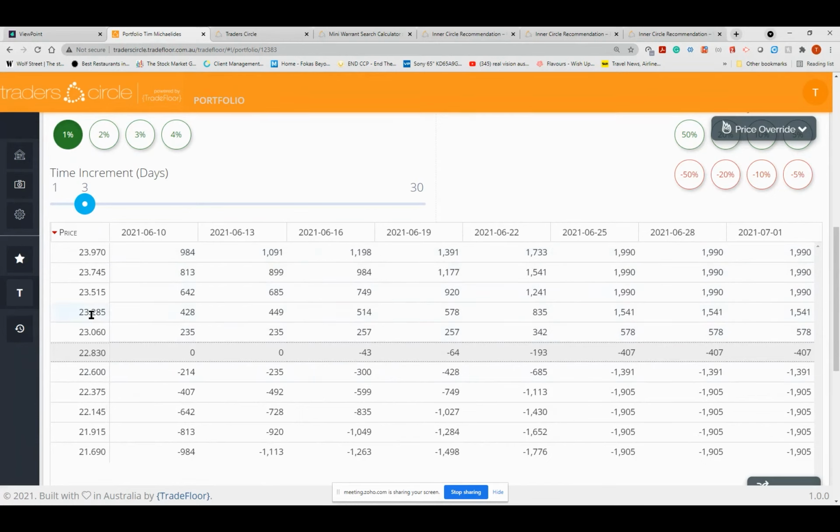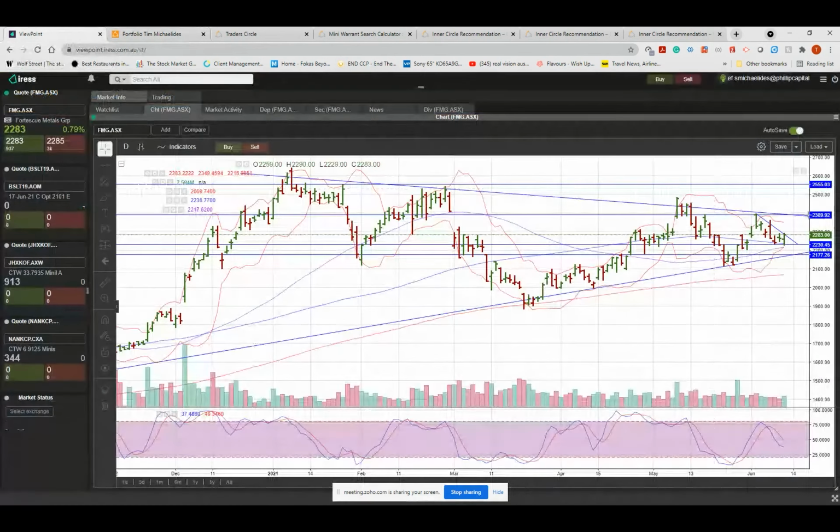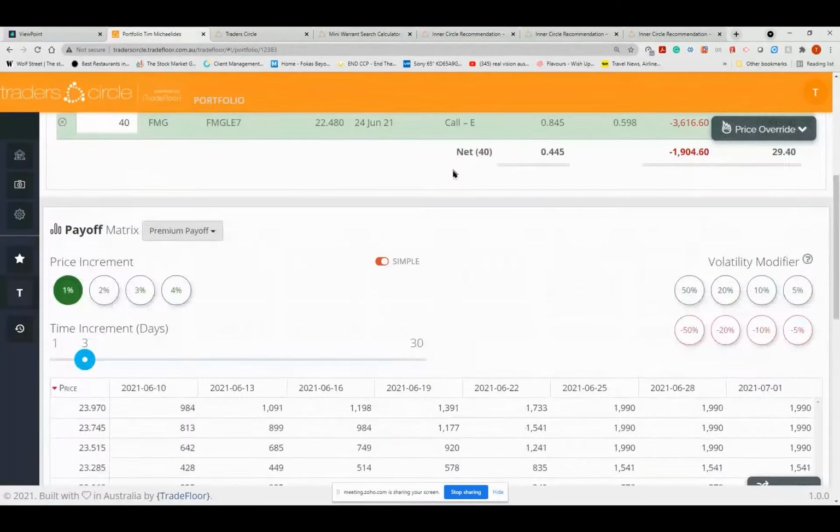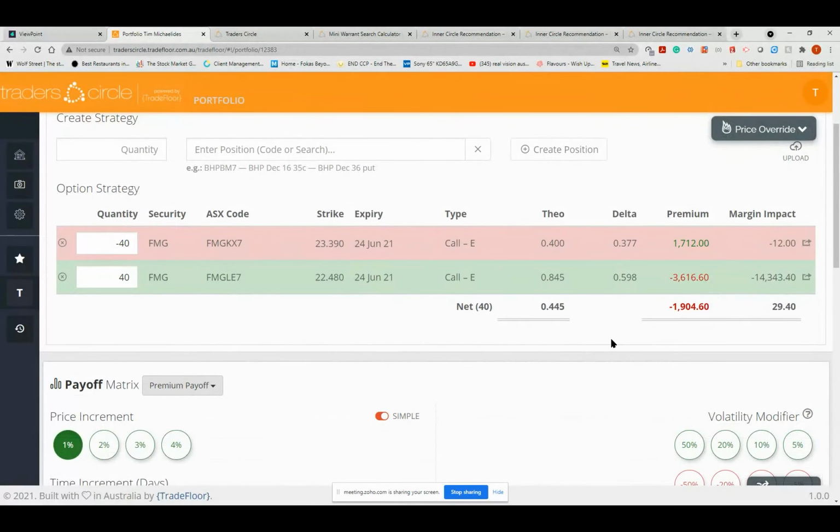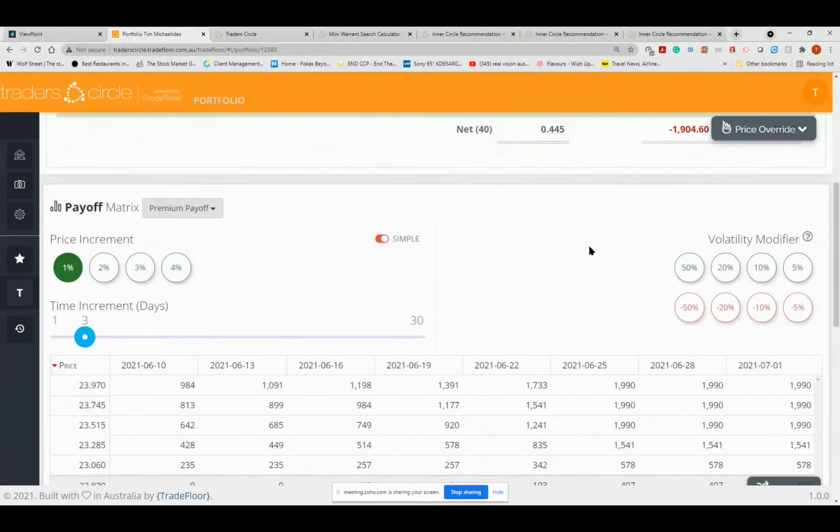If it jumps to only 23.30, have a look. I can make $1,500 when I hit expiry. All it has to do is go up 2%. So I'll show you that on the chart. All it has to do is go here on the expiry, which is the 24th of June, 14 days, 2 weeks from now.